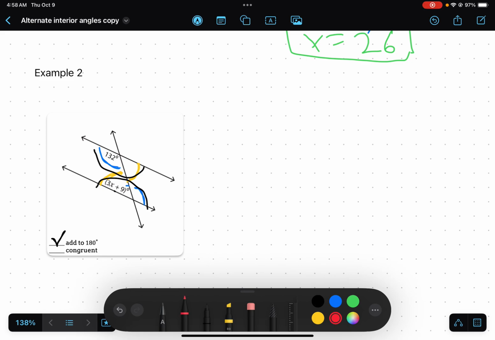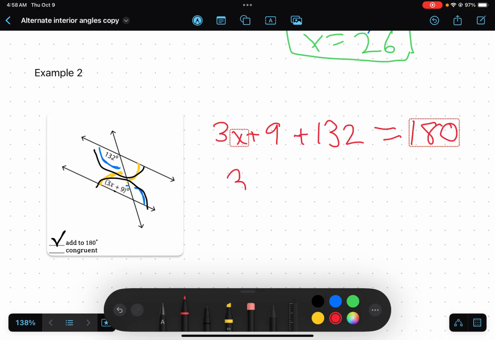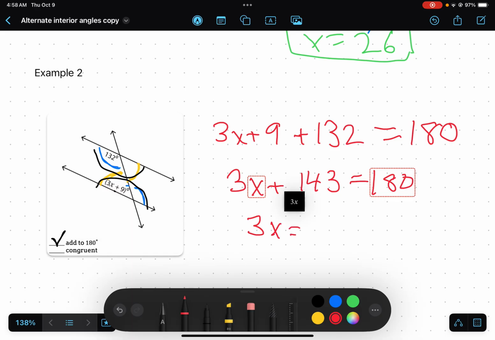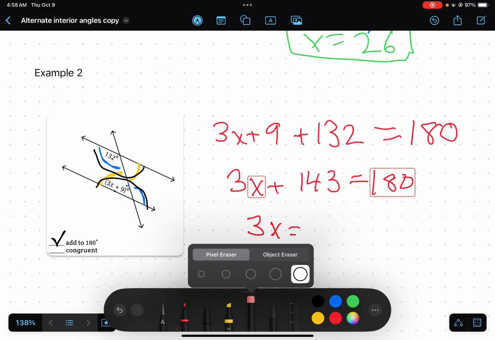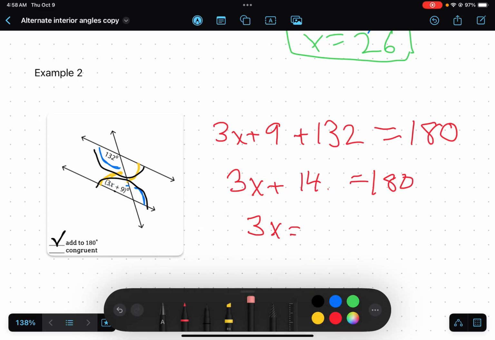So my equation will be 3x plus 9 plus 132 equals 180. So 3x plus 141 equals 180. Take 141 away. 3x equals 39, x equals 13.